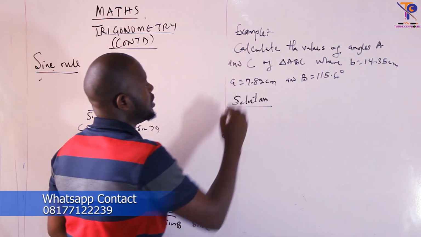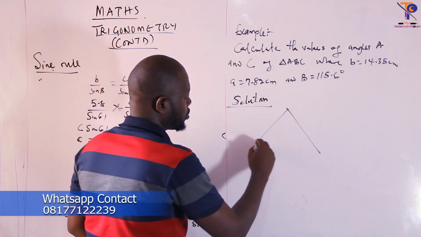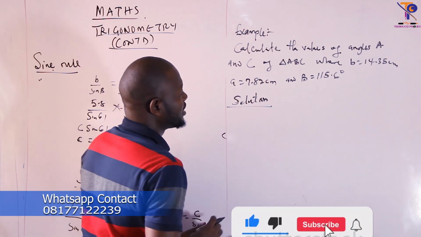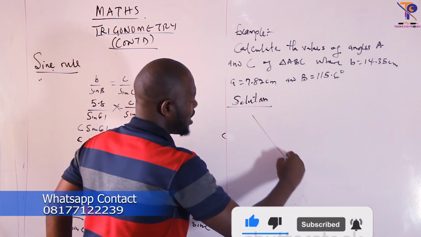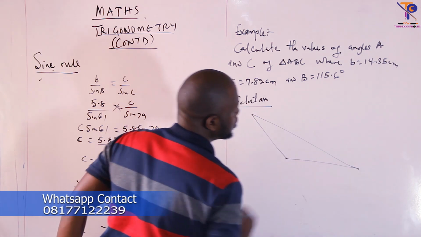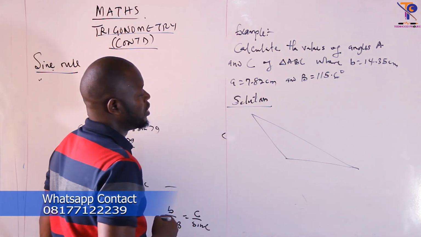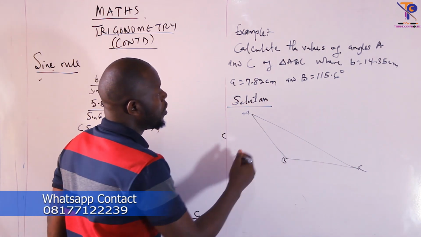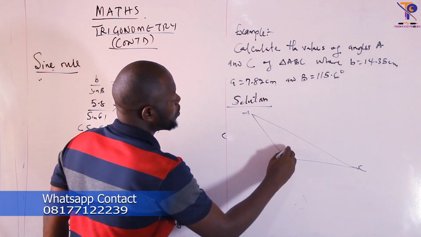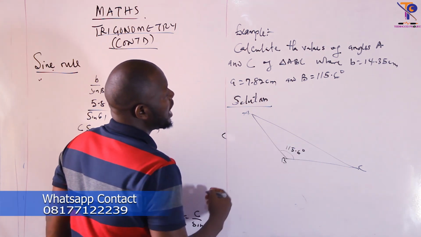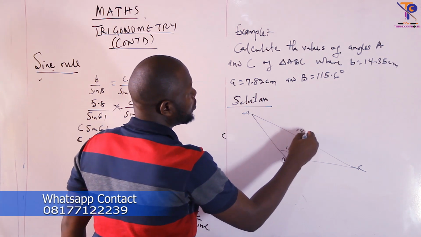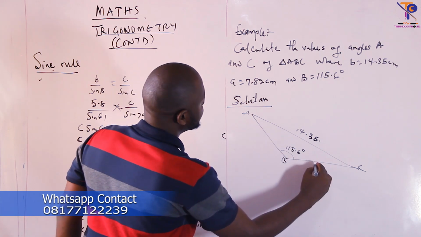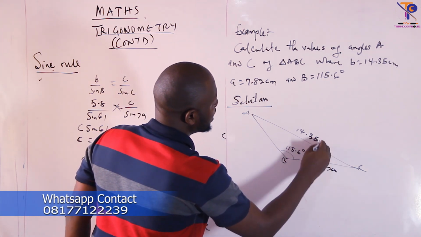Solution. We have our triangle, of course. This looks like an equilateral triangle, but I am not drawing equilateral. This is an obtuse angle, so let me have an obtuse triangle. I can have my A here, my B here, and my C here. My B had been given, that is 115.6 degrees, and small b is 14.35. Then I have my A, that means this side, 7.82 centimeters.